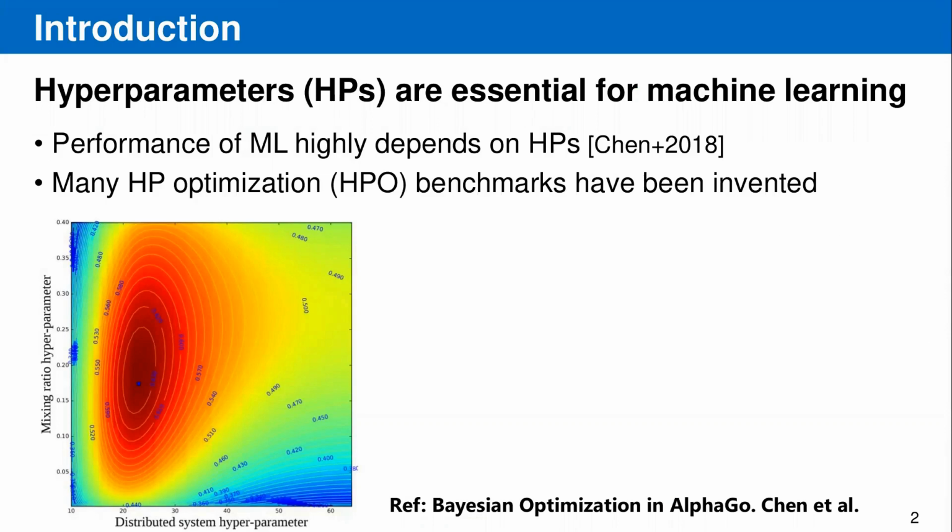Here is a figure to show the relation between hyperparameters and model performance. The x-axis and y-axis show hyperparameter values, and the color shows the performance of a model. In this figure, good performance is colored red, and bad performance is colored blue. As can be seen, the performance highly depends on hyperparameter settings, and this is why hyperparameter optimization is essential.